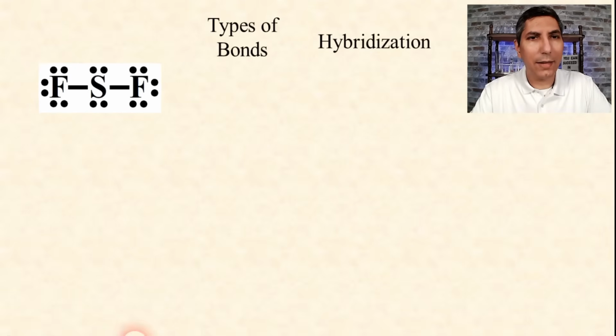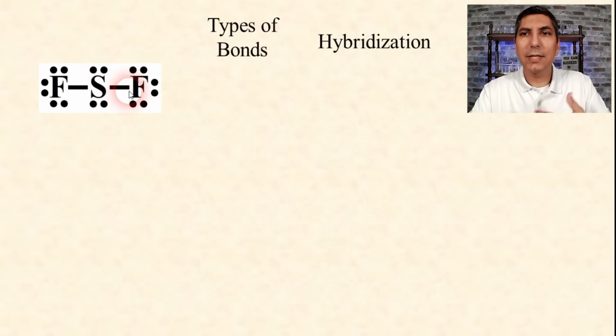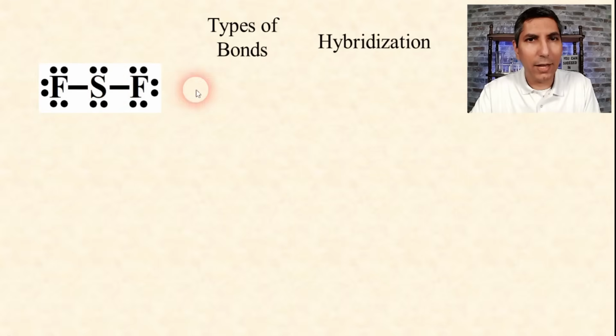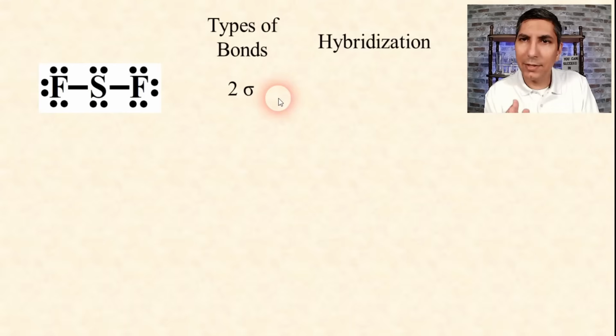Now let's take a look at types of bonds and hybridization. Now we know that this structure here has 2 single bonds. Just so you know, every bond that's a single bond is a sigma bond. So that means this molecule has 2 sigma bonds. And the way you find the hybridization is you take the number of sigma bonds touching that central atom and you add the number of unshared electron pairs on that central atom as well.